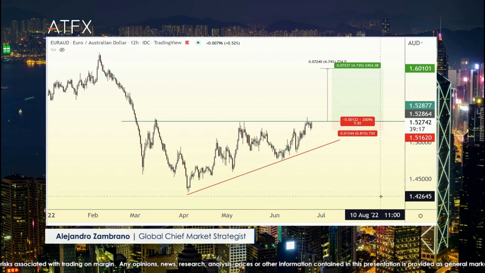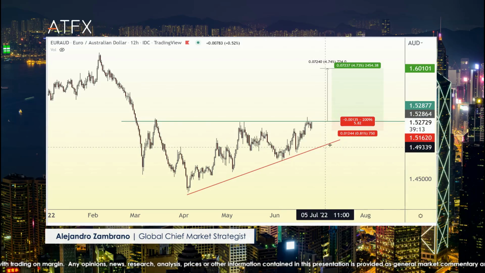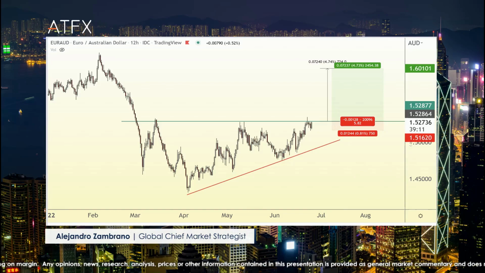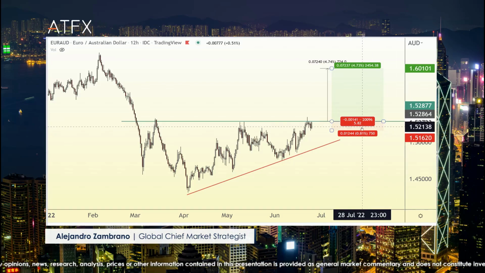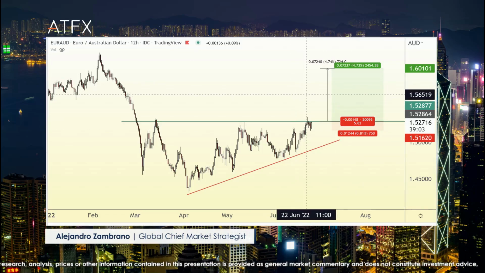I like to trade on a break of the horizontal level with a stop loss just below the breakout candle, which would mean that a stop loss on this would go below 151.62, giving us a risk to reward ratio of about 5.82 if we would trade all the way up towards that target.